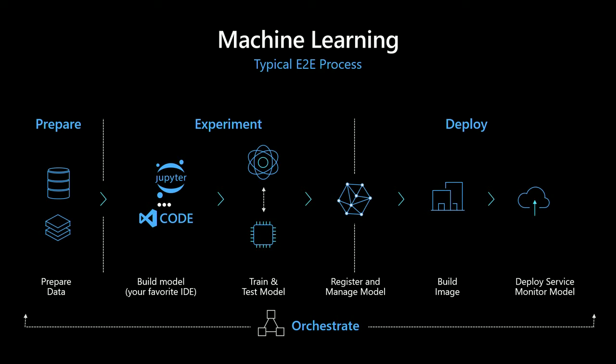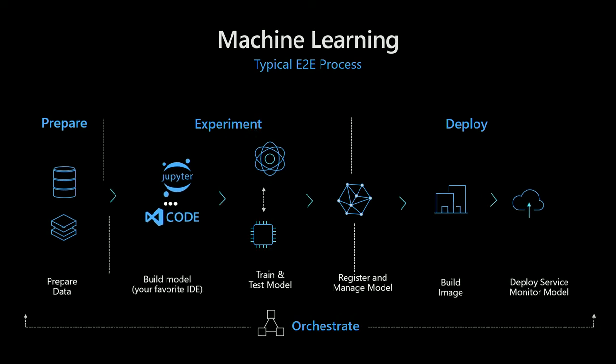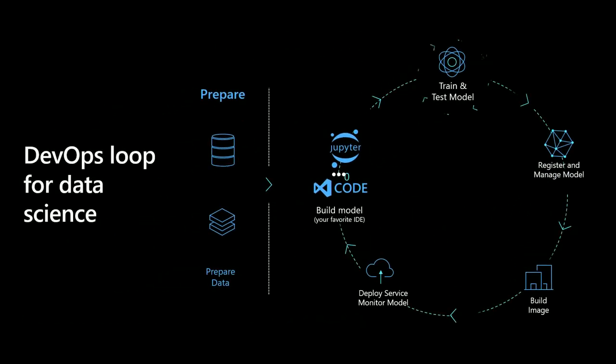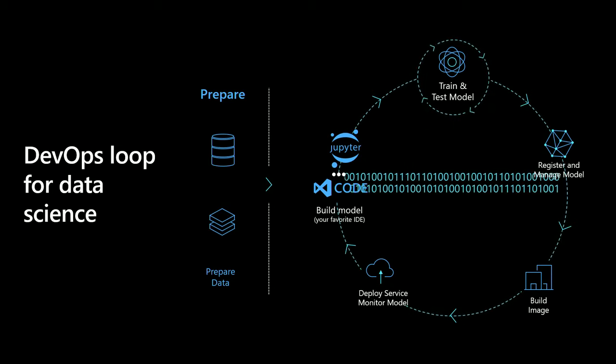Once you have a model registry, you want to take the best model from the model registry and then deploy it, and then of course monitor the models. And all of this is a cyclical process.